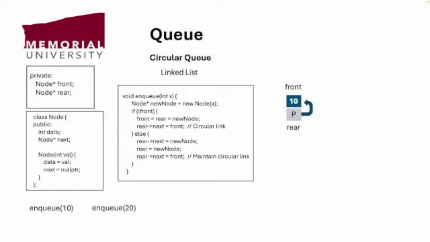In enqueue 20, we have the new node with the value of 20. So this is not empty, so we go here, right? So rear's next points to the new node, right? Rear equals the new node, so rear moves to this new node. Rear's next goes to the front. Circular linked list. Okay.